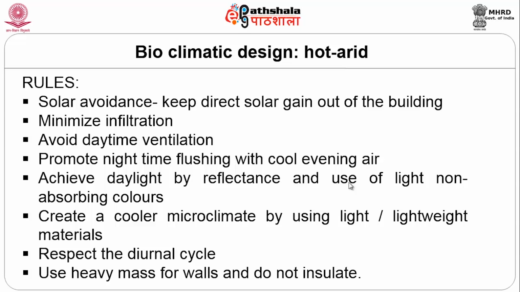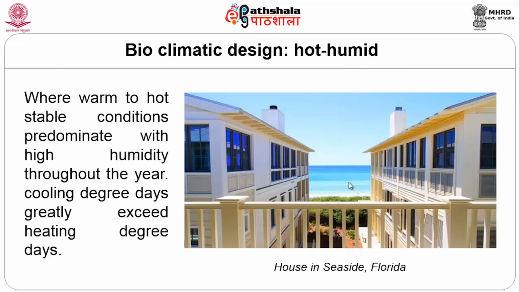We need to achieve daylight by reflectance and use of light non-absorbing colors. You need to create a cooler microclimate by using lightweight materials. You need to respect the diurnal cycle. What we mean here by diurnal cycle is that at night the temperature does drop, while in the daytime the temperatures are very high. So this steep change in temperature has to be taken into account. But like we mentioned, where does the maximum energy consumption get utilized? We need to minimize that. Use heavy mass for walls and do not insulate.